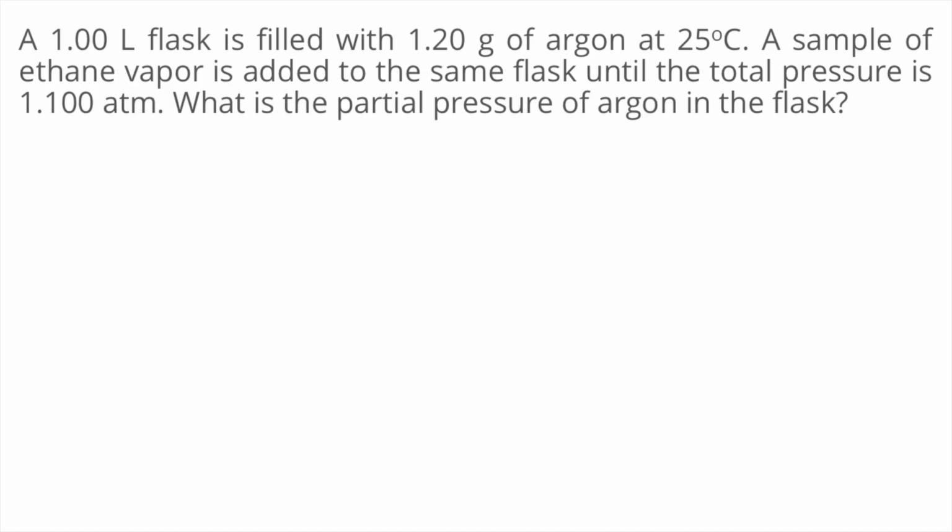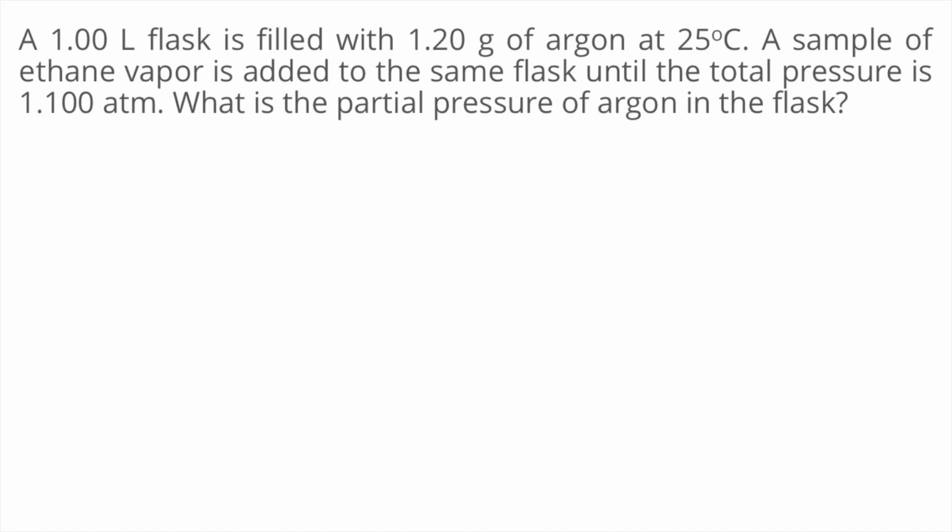A 1-liter flask is filled with 1.20 grams of argon at 25 degrees Celsius. A sample of ethane vapor is added to the same flask until the total pressure is 1.100 atm. What is the partial pressure of argon in the flask?